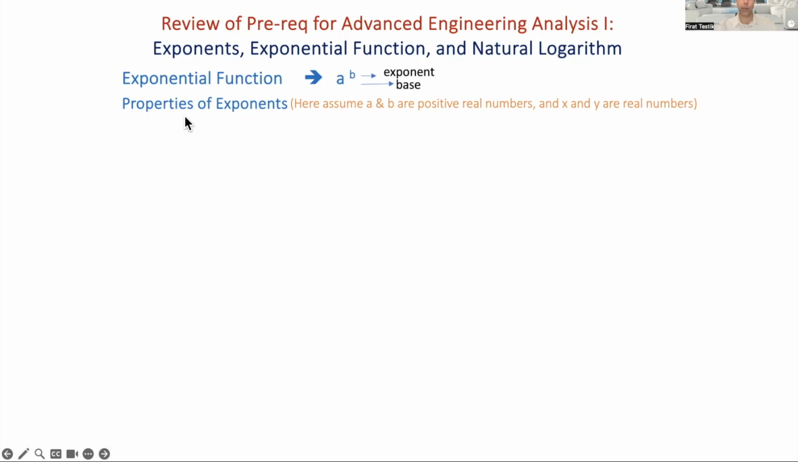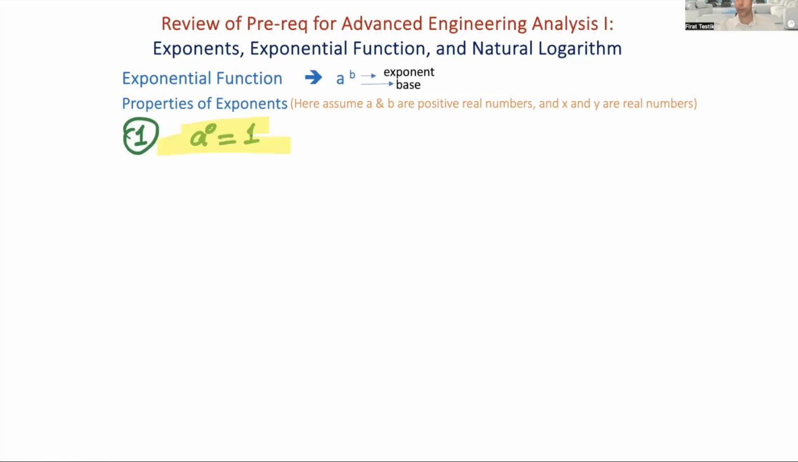Now let's cover several of the important properties of exponents. In this discussion, I will use symbols a, b, x, and y. Here, assume that a and b are positive real numbers, and x and y are real numbers in this discussion on properties of exponents. So as the first property, a to the power 0 is equal to 1.